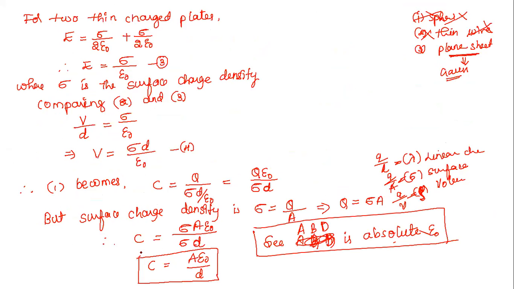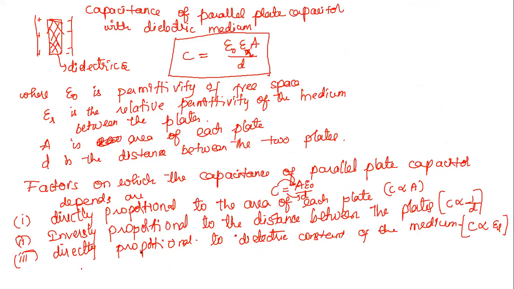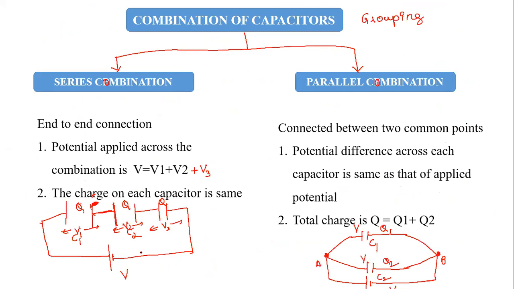After the derivation we got that C is equal to A epsilon naught divided by d. So remember that equation, C equals A epsilon naught by d, that we have studied. Then after that, what are the factors on which the capacitance of the capacitor depends, that we have studied. So how can you increase the capacitance of the capacitor?